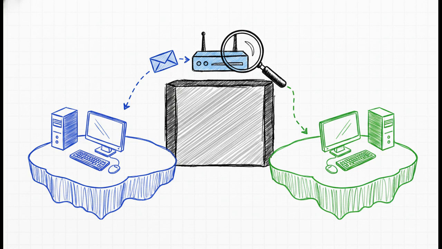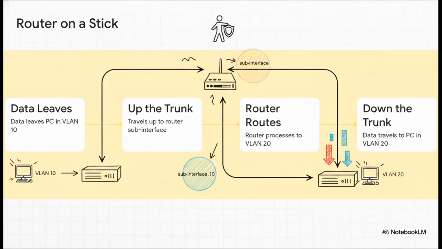So to bridge the gap, you must introduce a layer 3 device, like a router or a layer 3 switch, which can safely inspect and route the IP packets between the different subnets. A really popular, highly efficient way to do this is called the router-on-a-stick method. Instead of eating up multiple physical ports on your router for every single VLAN, you just connect the router to the switch using one single trunk link. Then you create virtual subinterfaces on the router. So for example, interface 0.10 for VLAN 10 and 0.20 for VLAN 20.